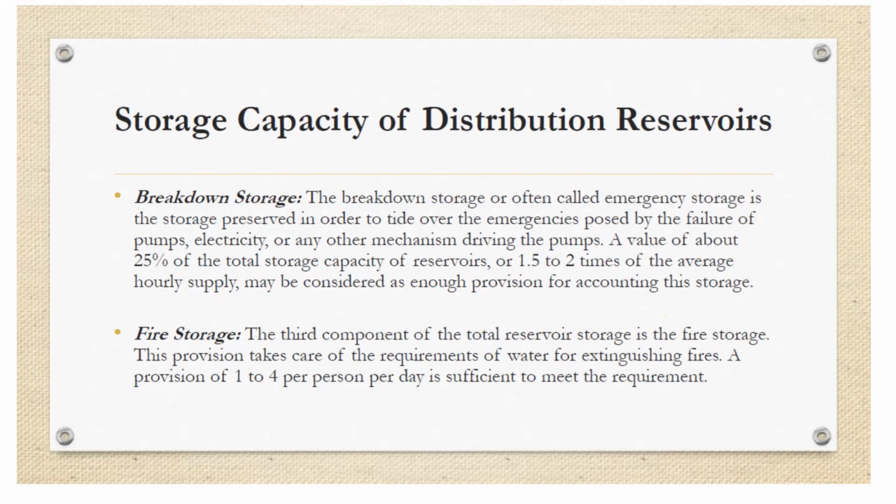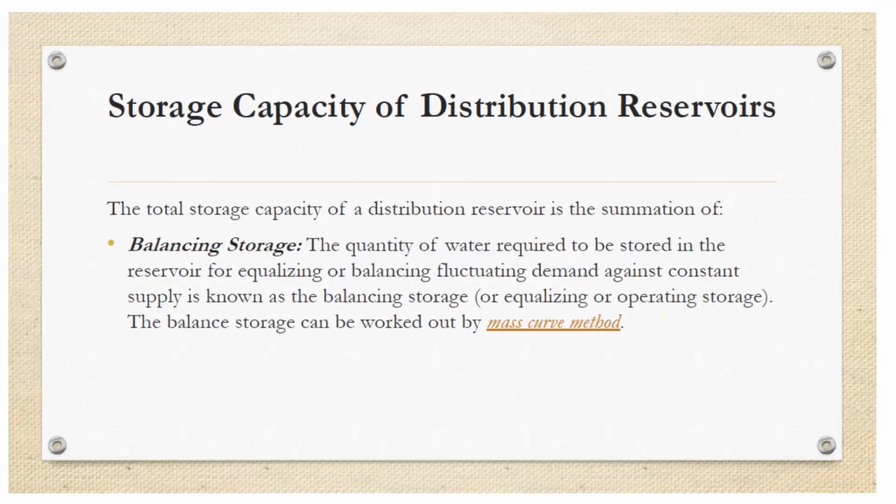A value of about 25% of the total storage capacity of reservoir, or 1.5 to 2 times of the average hourly supply, may be considered as enough provision for accounting this storage. Okay, कळालं का बघा तुम्हाला? बॅलन्सिंग स्टोरेज म्हणजे काय की ऍक्च्युअल डिमांड तुमचं, पण ते ऍक्च्युअल डिमांड हे कॉन्स्टंट कन्सिडर केलं जातं.